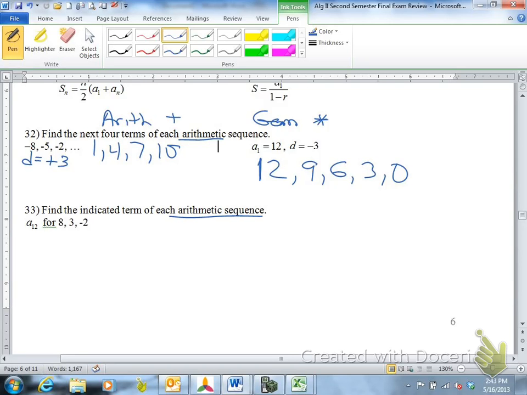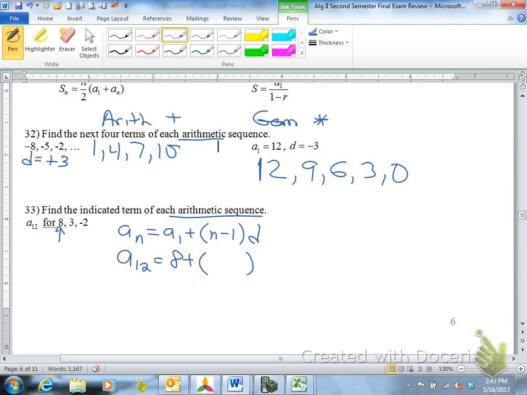So finding a term, you can use the formula. The formula looks like this, and it's given to you, this arithmetic sequence formula. So a sub n is what you're solving for. That's a sub 12. A sub 1 is the first term. N is the number of terms.